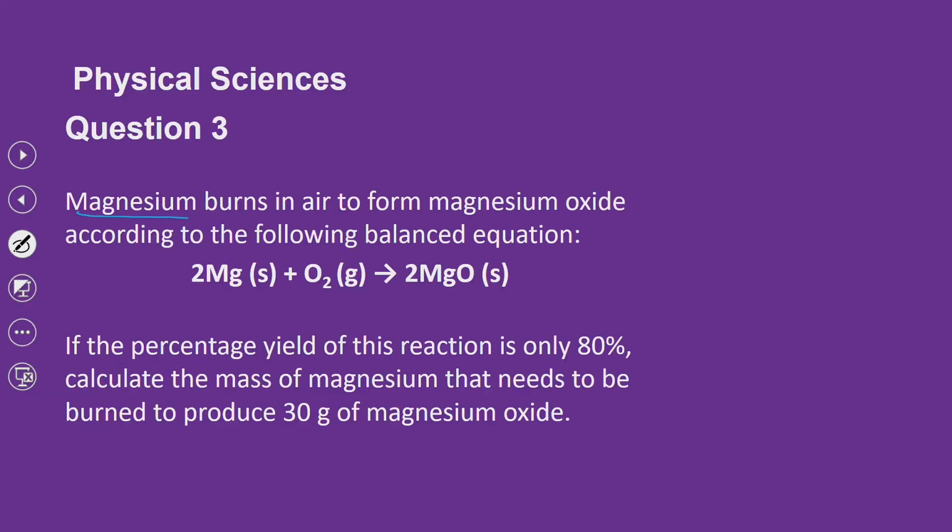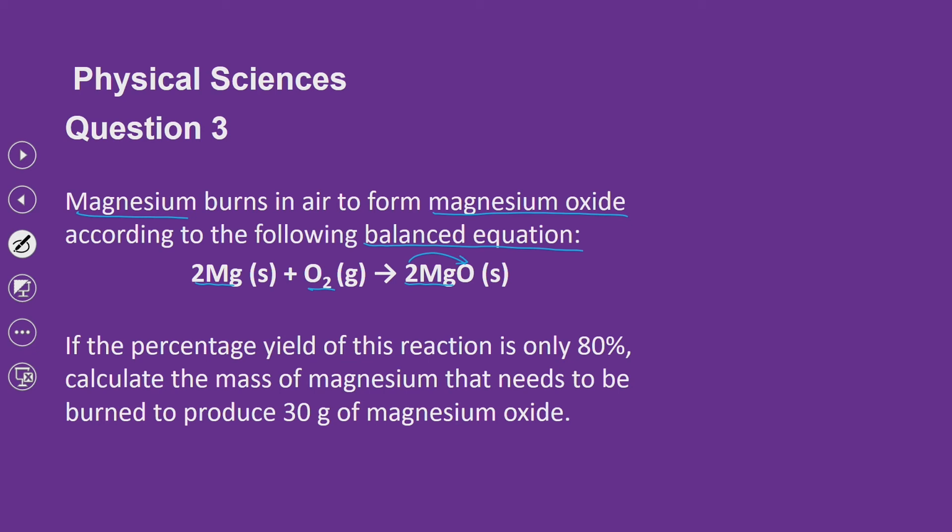Magnesium burns in air to form magnesium oxide according to the following balanced equation. Remember, those are the key words. We cannot just assume that the equation is balanced. Let's quickly double check, just to be on the safe side. I see 2 magnesiums, and over here I also see 2 magnesiums. Then I see 2 oxygens and 2 times oxygen. So yes, the equation is definitely balanced.